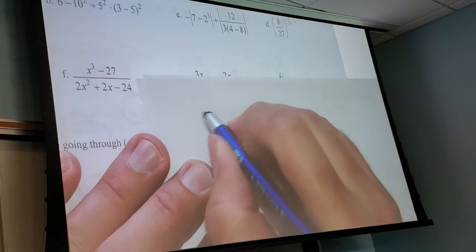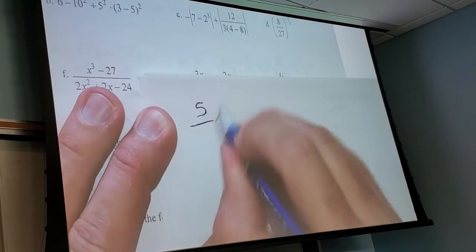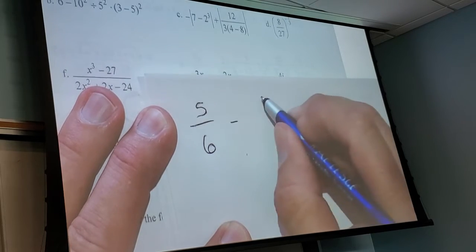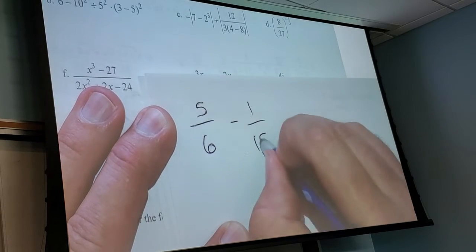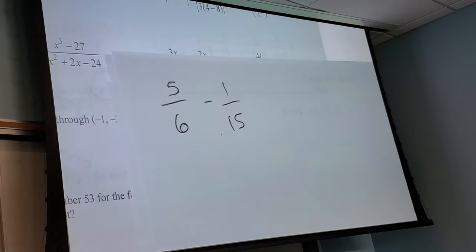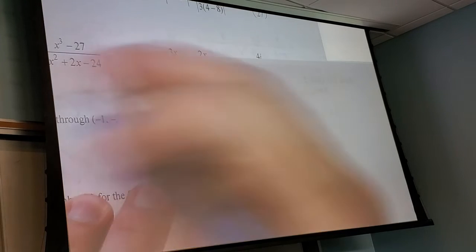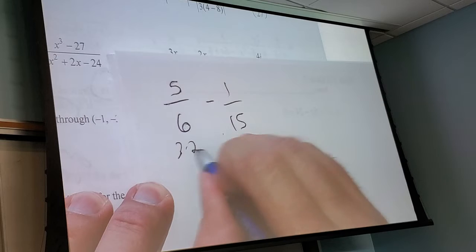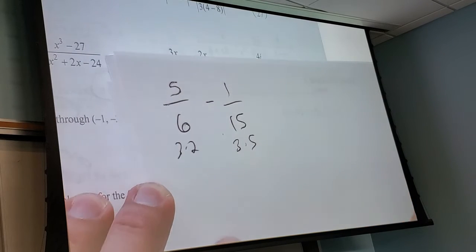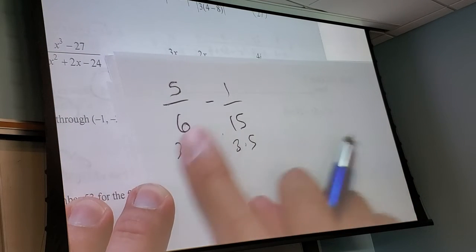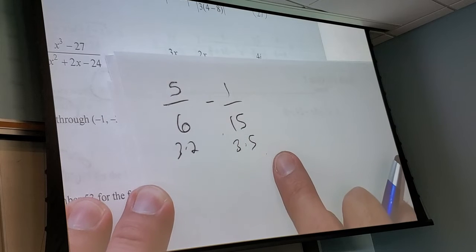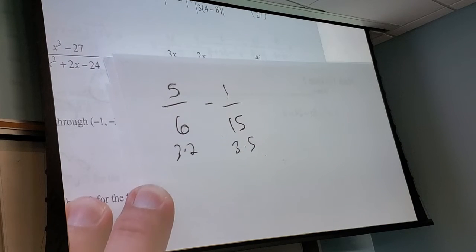How would you do this? 5/6 minus 1/15. And one really quick way to get a common denominator: 6 is 3 times 2, 15 is 3 times 5. Can you guys see what they each have in common? What do the bottoms have in common? 3. So they both already got a 3.